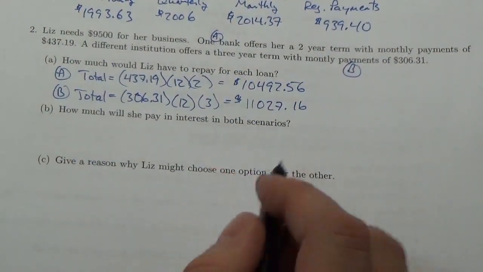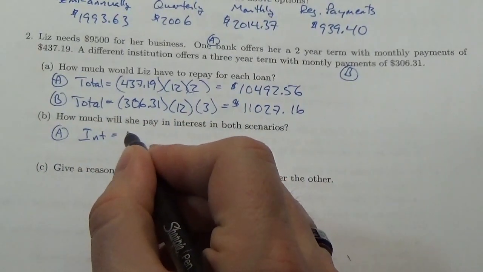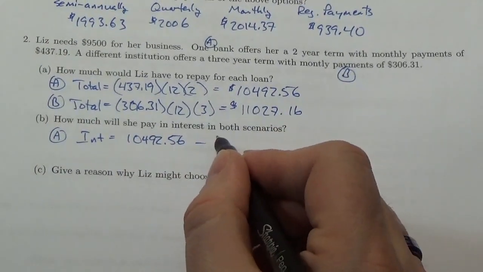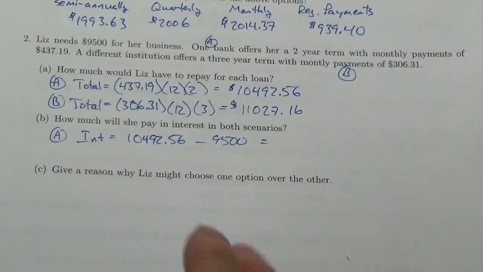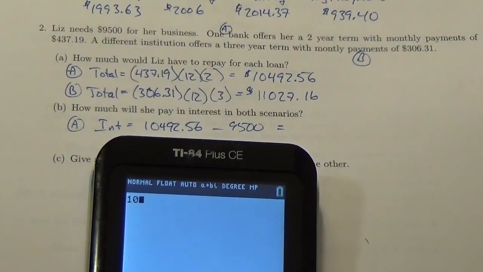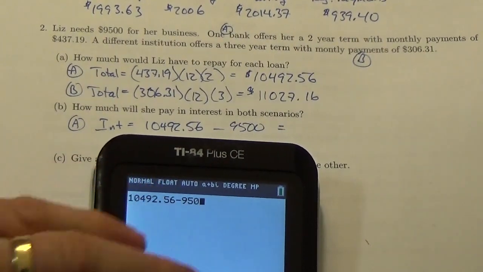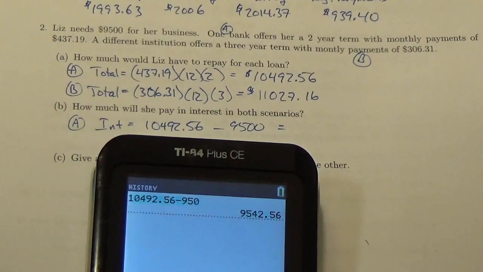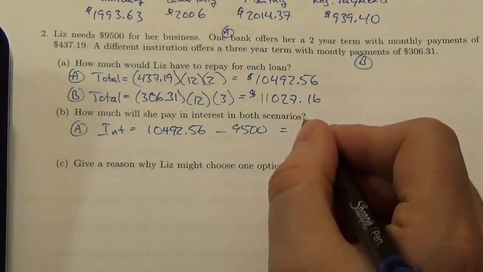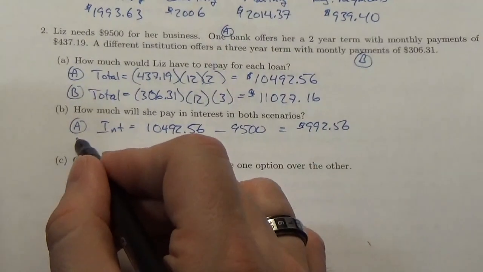How much will she pay back in interest in both scenarios? Let's take a look at A. The interest is going to be what she paid minus what she owed, and what she owed was $9,500. That's going to be $10,492.56 minus $9,500. So it's going to be $992.56.